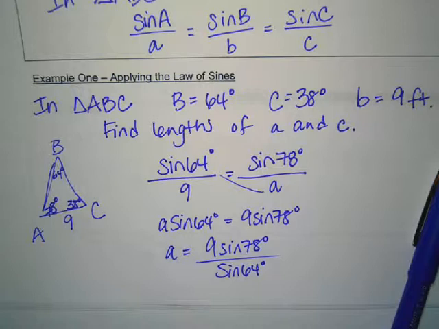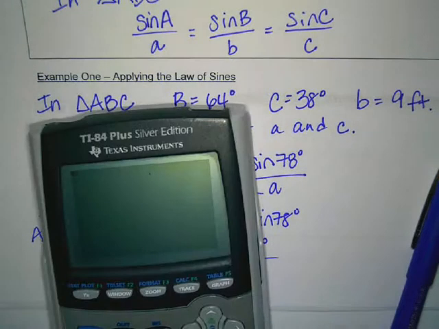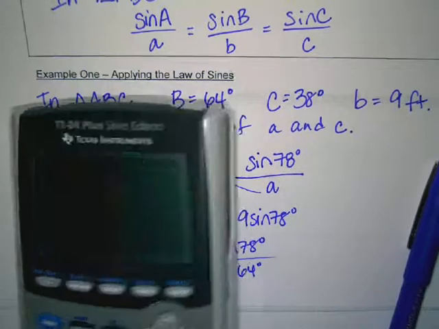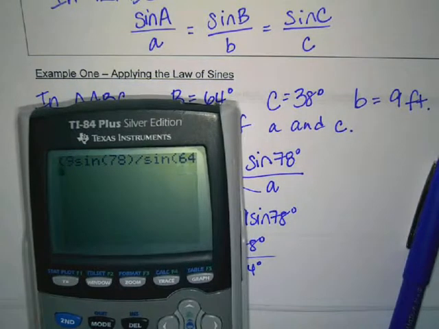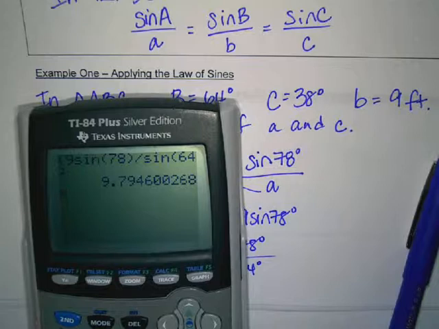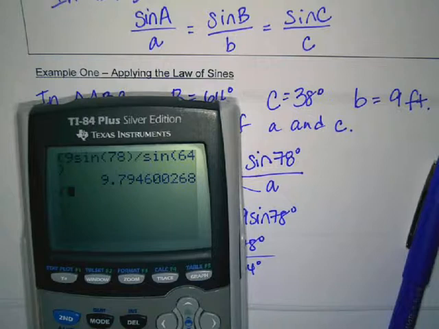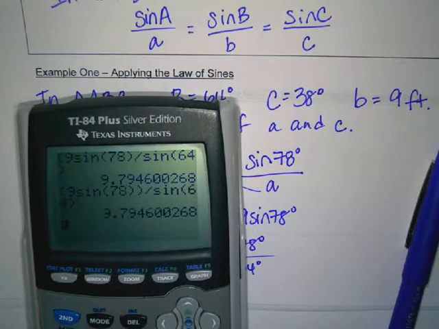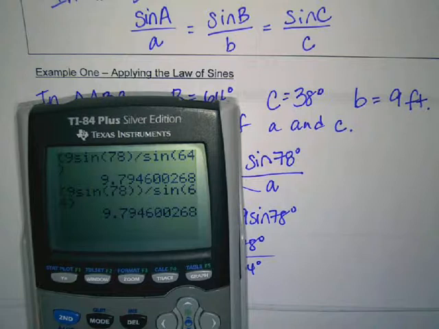Now, I think it's going to be important here that you put the top, the numerator, in parentheses. You should get, let me make sure that that's right, because I'm not sure now. Is that what you got? Yeah. Yep, okay. So 9.795.